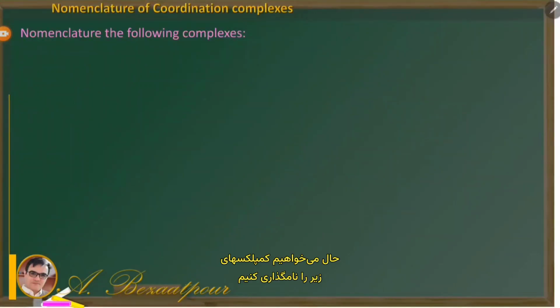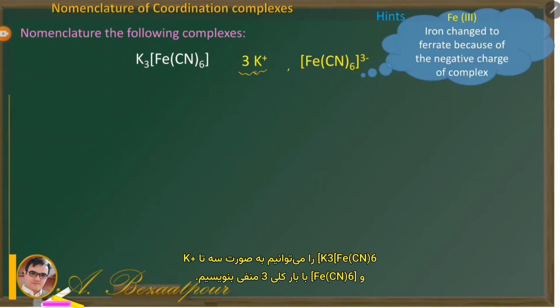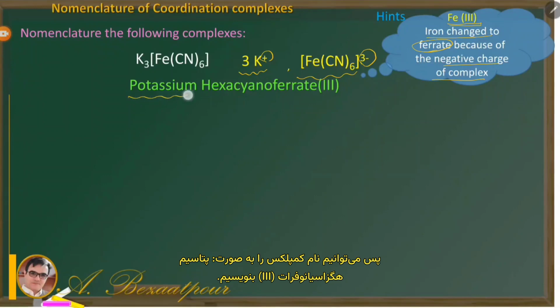Now we want to name the following complexes. K3[Fe(CN)6] we can write as 3 K plus and [Fe(CN)6] with overall 3 negative charges. The important hint is Fe has 3 plus oxidation state and the iron must change to ferrate because of the negative charge of the complex. Then we can write the name as potassium hexacyanoferrate(III).